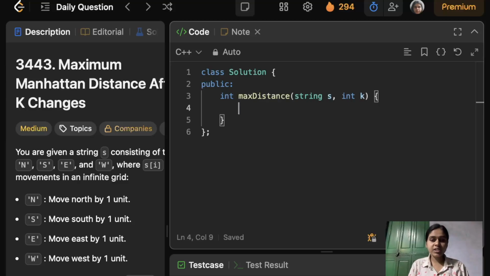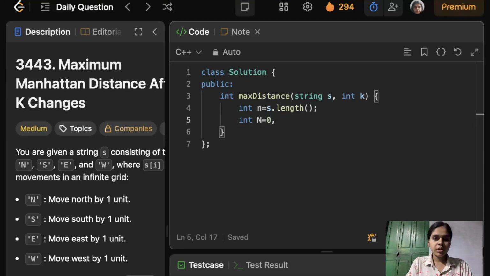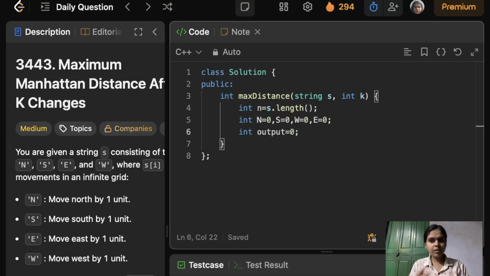So we are provided a string s and an int k. So first we need to calculate the size of the string, s dot length, and we need to initiate all those four, n equals 0, s equals 0, e equals 0, and w equals 0 as integers. Okay, so it will be like n equals 0, s equals 0, w equals 0, and e equals 0. Now we need to make an output, initiate the output as 0, and then we will be calculating this further.